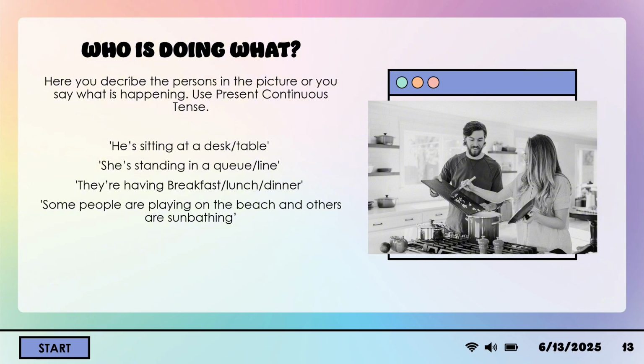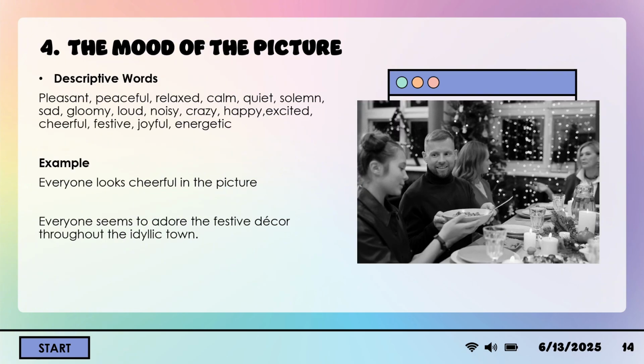You can describe the person. You can describe what they are wearing. You can describe the location, and you can describe their action. And you can also describe the mood of the picture. What does it mean by mood? What do you see? Is it happy? Is it sad? Is it serious? Is it just somber?